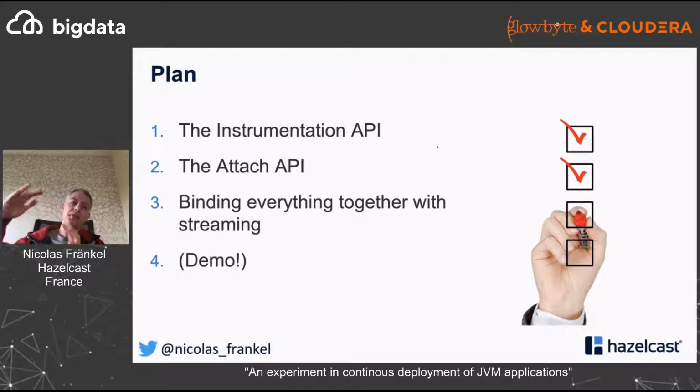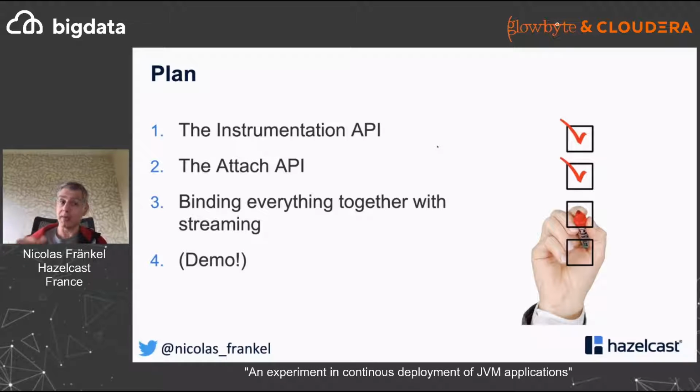So the first subject I want to touch is the Instrumentation API. That's an API offered by the JVM. And the second is the Attach API. This is also an API offered by the JVM. And then I will bind the two with streaming. And then finally, I hope that I can show you the demo. And of course, I hope that it will work, but it's always a risk regarding demos.